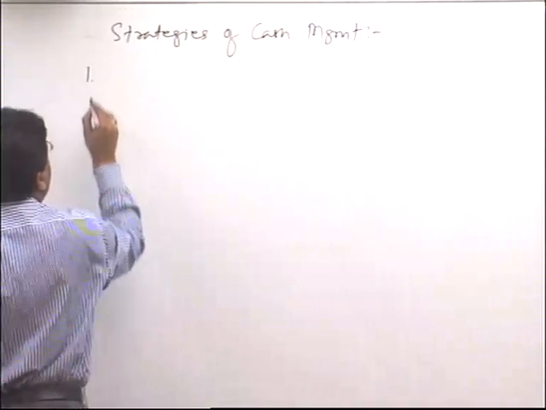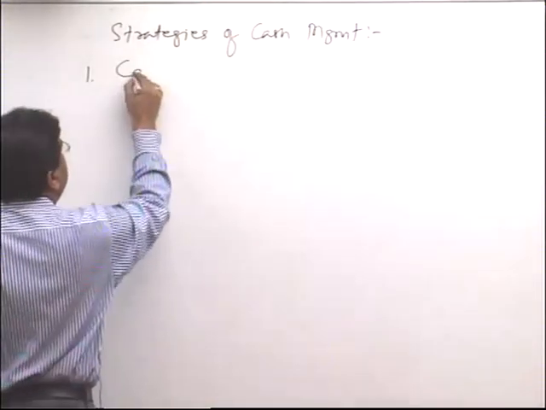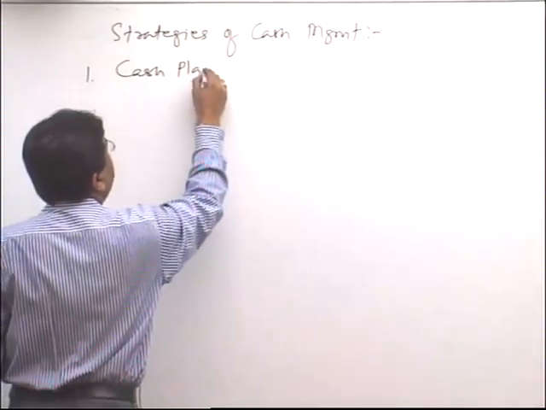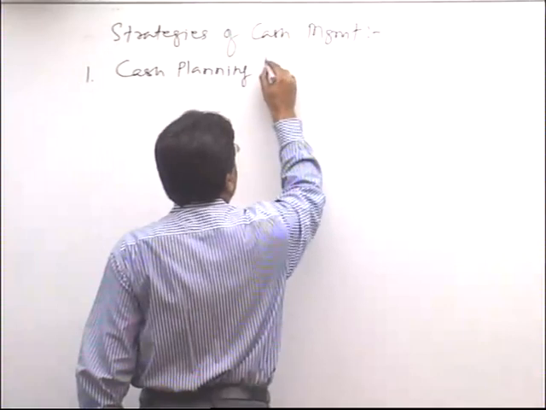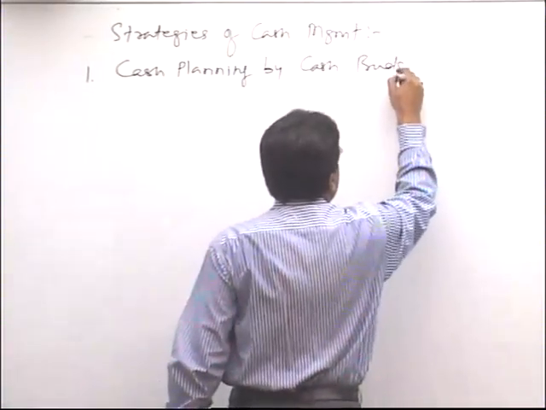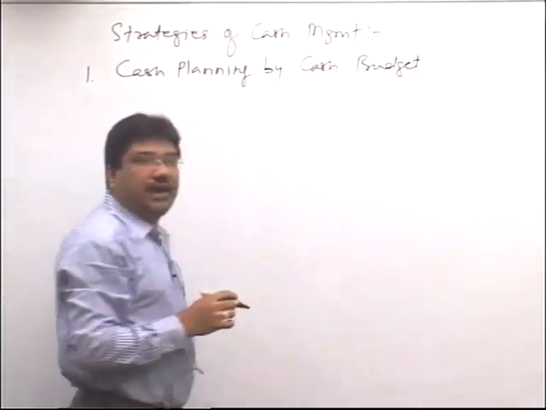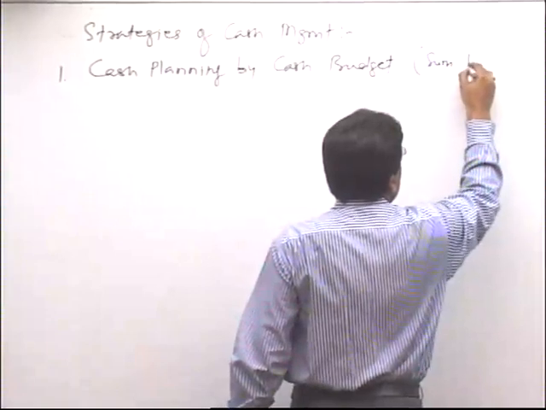The first strategy of cash management is cash planning, and cash planning can be done by preparing a cash budget. And therefore, first we started with preparation of cash budget, that is sum number 1 to 5.